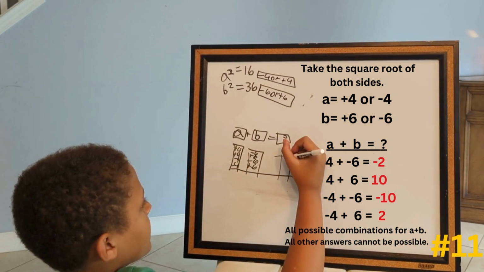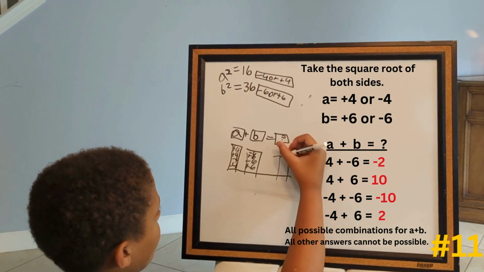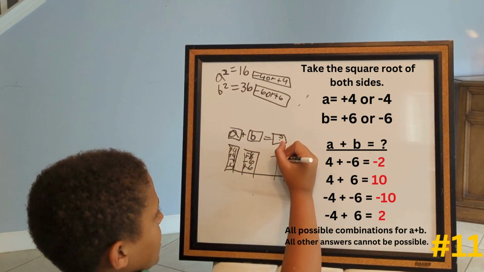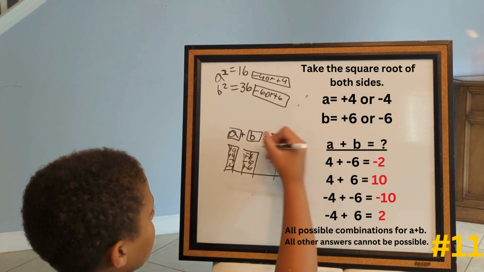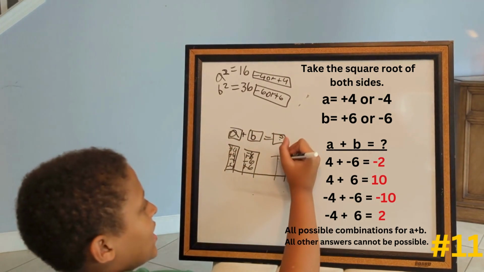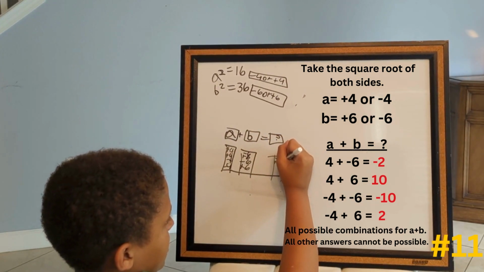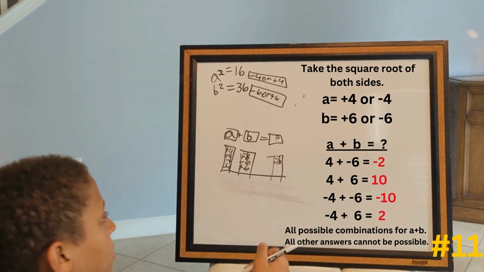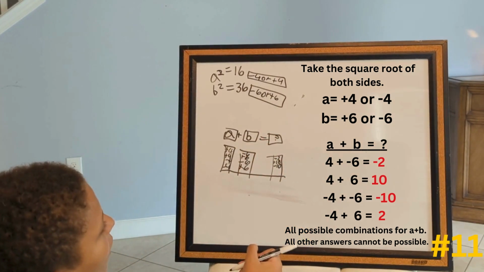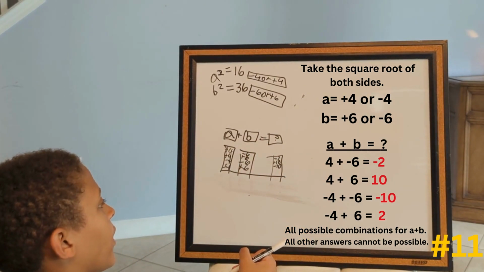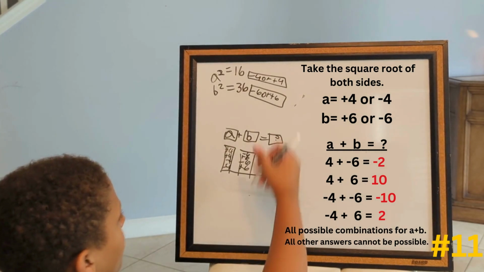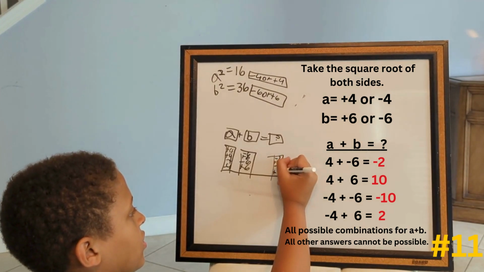Okay, so for the first row, it's positive 4 plus negative 6, which equals a big old negative 2. Positive 4 plus positive 6 equals a positive 10. A negative 4 plus negative 6 equals a negative 10. Or negative 4 plus a positive 6 equals a positive 2.